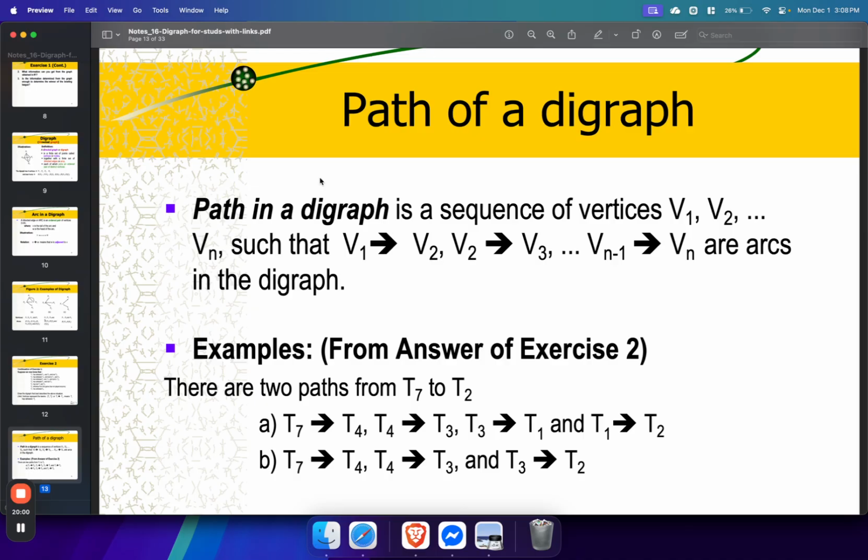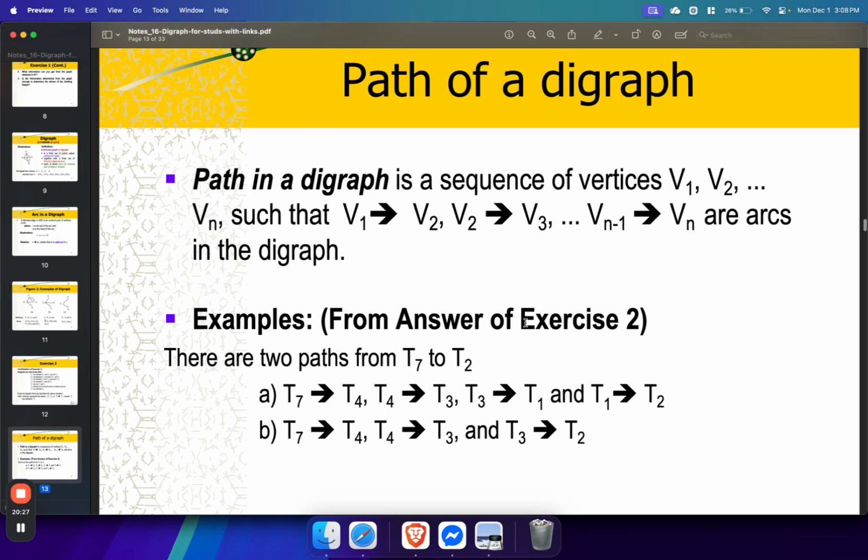So, the path of a digraph. A path in a digraph is just a sequence of vertices, V1, V2, until Vn, such that V1 goes to V2, V2 goes to V3, V3 goes to Vn minus 1, and Vn minus 1 goes to Vn. And all of those different relationships are essentially arcs in the digraph.